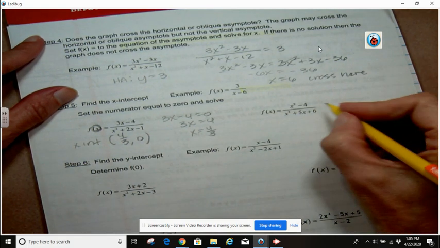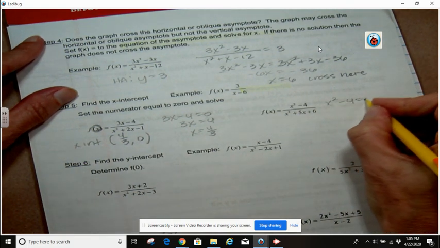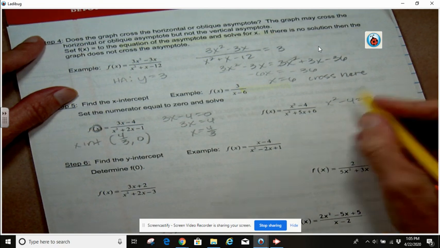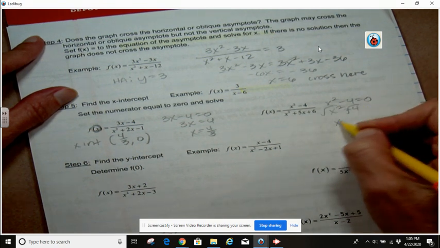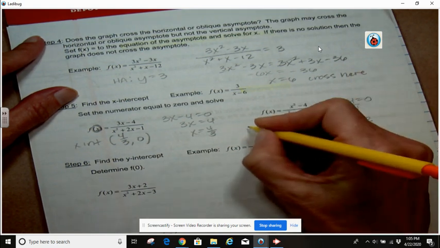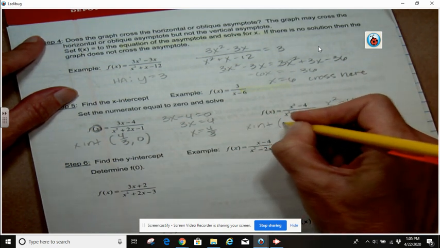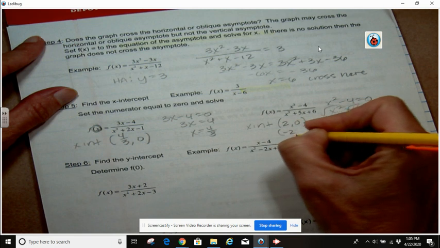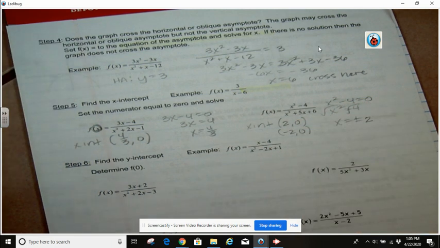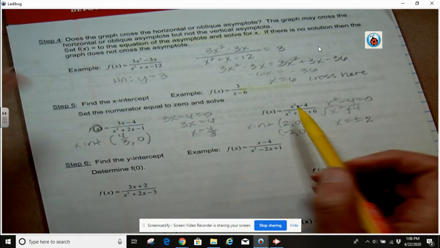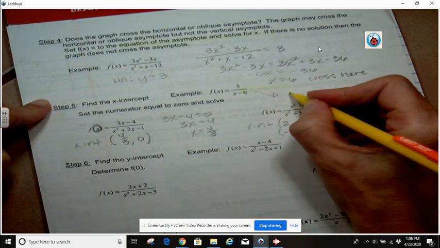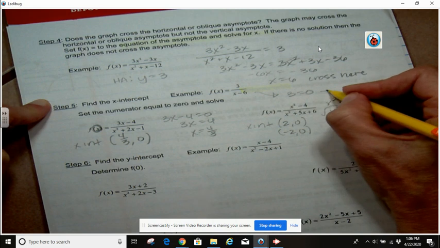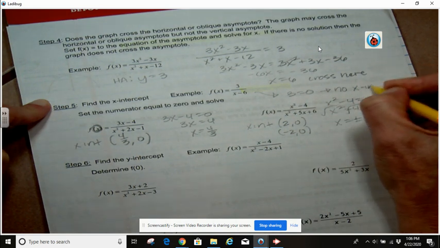Over here, when I set my numerator equal to 0, you could either factor and set the factors equal to 0, or you can isolate the squared term and take the square root of both sides. So I have 2 x-intercepts at (2, 0) and (-2, 0). For the y-intercept, I missed the example up here. If you set this numerator equal to 0, that doesn't make any sense. That means there is no x-intercept.